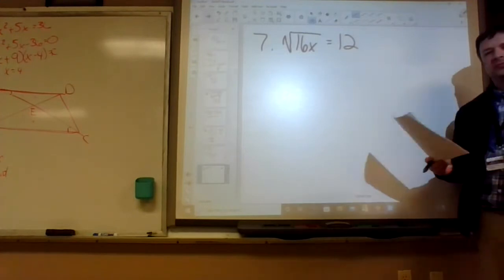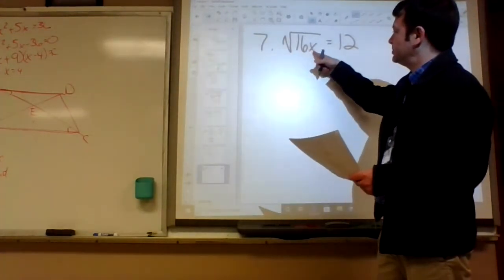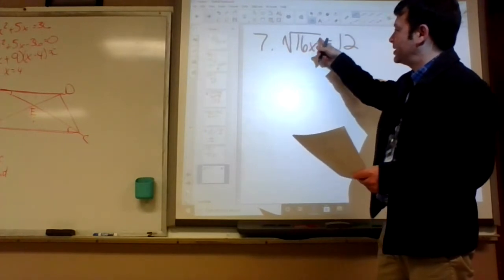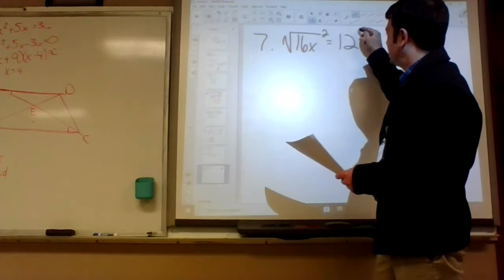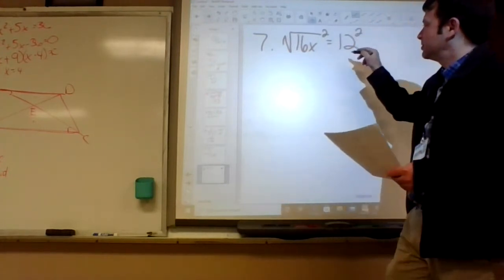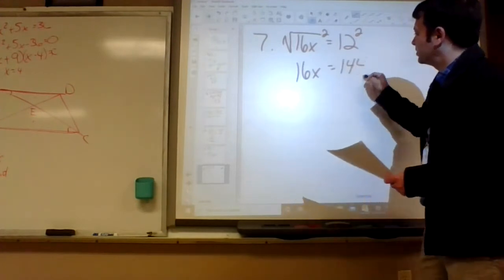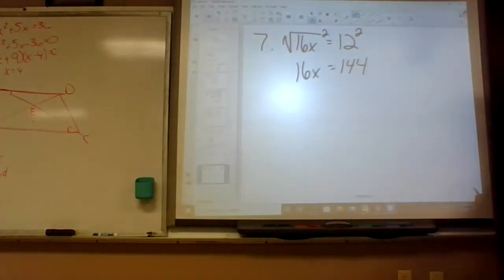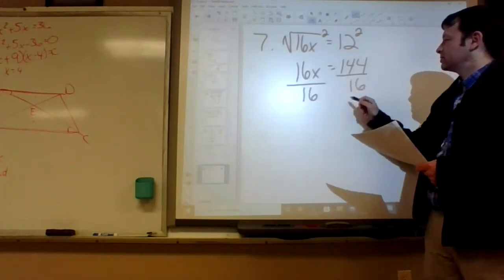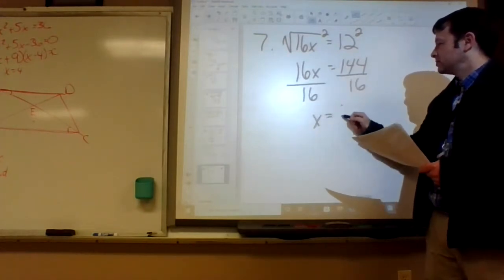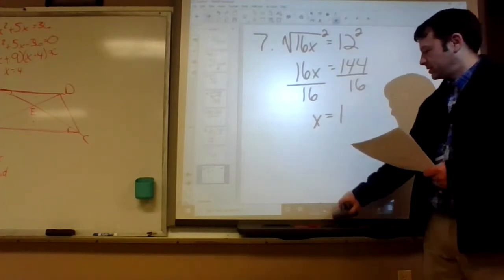We would get 4 times something. You can't simplify square root of x. How do I get rid of the square root? You square it. So I'd square this side too. So it'd equal 144. 16x equals 144. Divide by 16. Wait, what does that come up to? 9. Okay, let's do that.